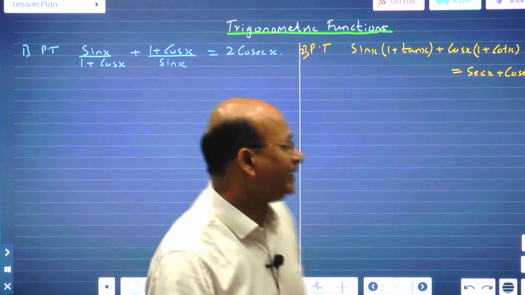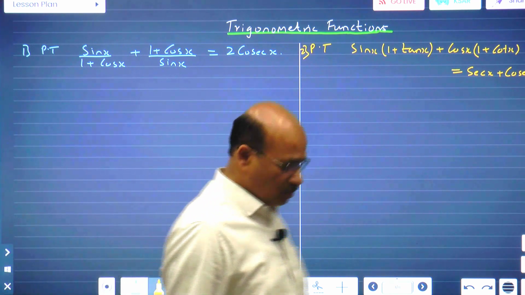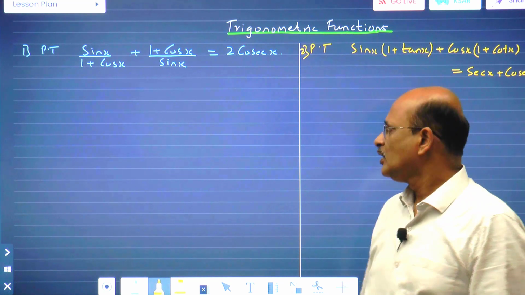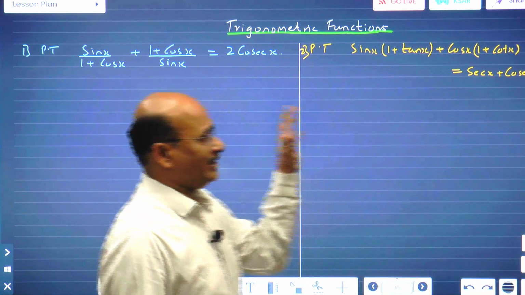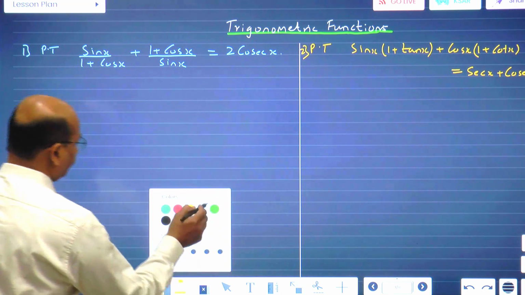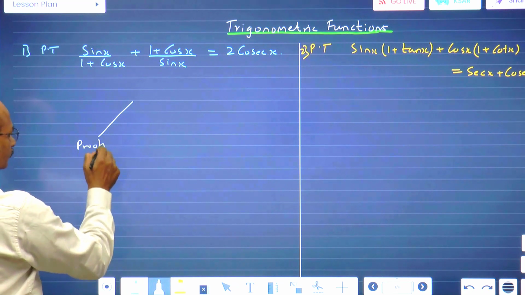Anyway, coming to a point, let us begin with this wonderful revision session on the first part of class 11 syllabus, that is trigonometric functions. Now, trigonometric functions are basically divided into three categories, three types. The first is general proofs.